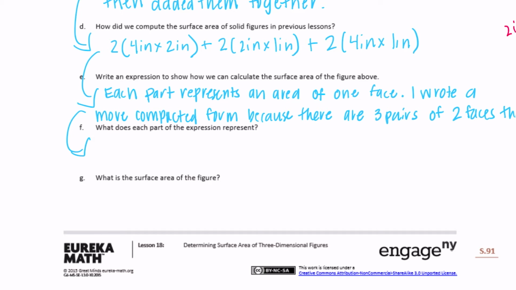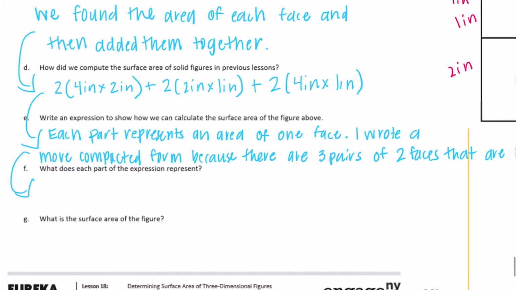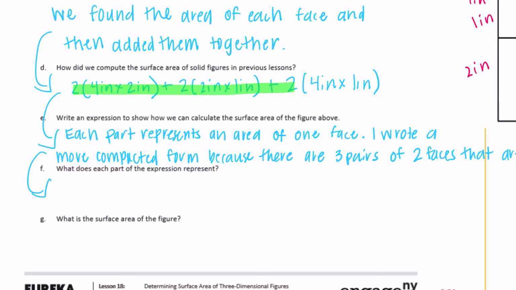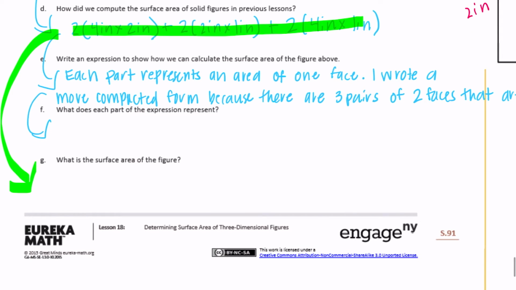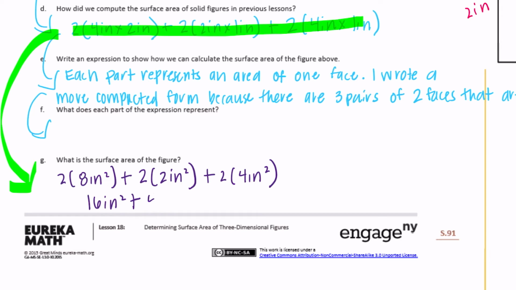Again, that was F. Okay, what is the surface area of the figure? I'll actually write it in the correct one this time. So let's take this and we're going to solve it on E. All right. So we have 2 times 4 inches by 2 inches would be 8 inches squared, plus 2 times 2 inches by 1 inch would be 2 inches squared, plus 2 groups of 4 inch by 1 inch would be 4 inches squared. So we would have 16 inches squared plus 4 inches squared plus 8 inches squared, which would give us 28 inches squared as the surface area.